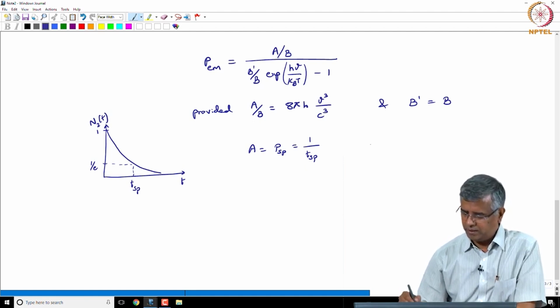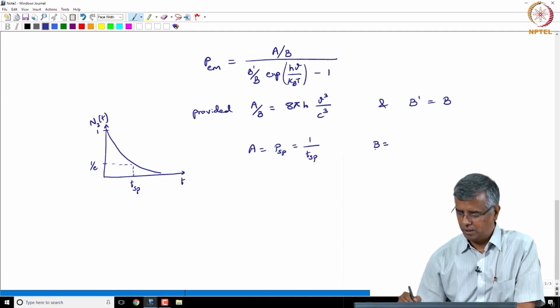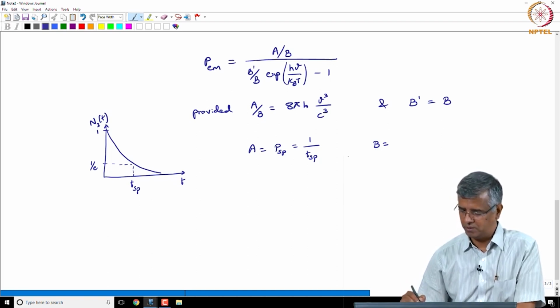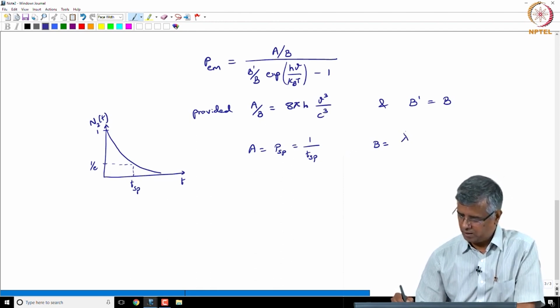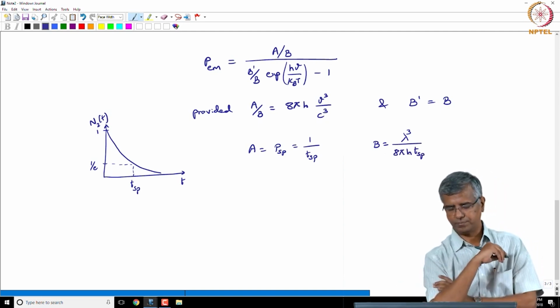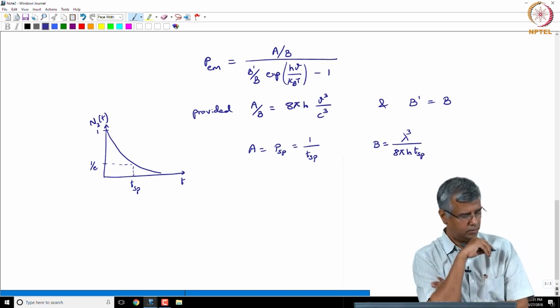And given this, since A over B is already given by this expression, you substitute that, and you can get an expression for B, which is lambda cube over 8 pi h t_sp. Okay.